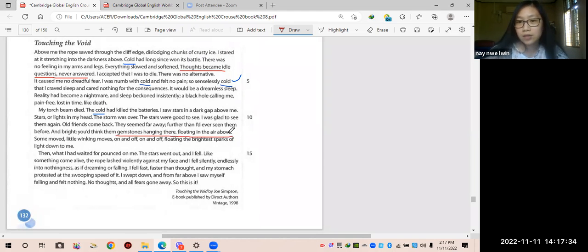Metaphoric expression. Metaphor, I will explain. Because the shape is similar, the bright things are the gemstones floating in the air, hanging there, floating. It explains two things that are similar in shape, so that is another technique of figurative language. So that is, I think, metaphoric expression, not personification.